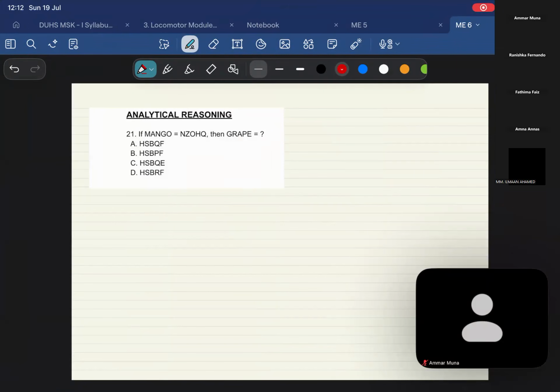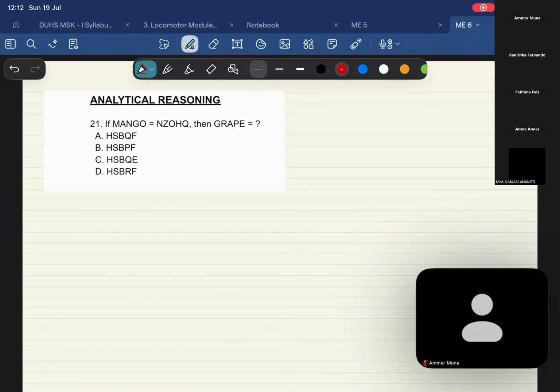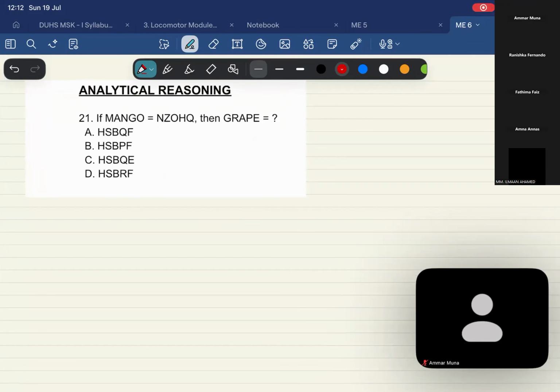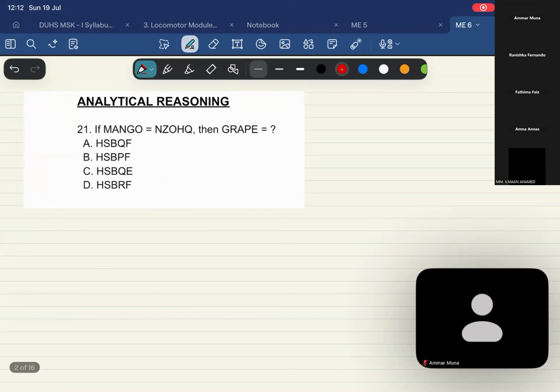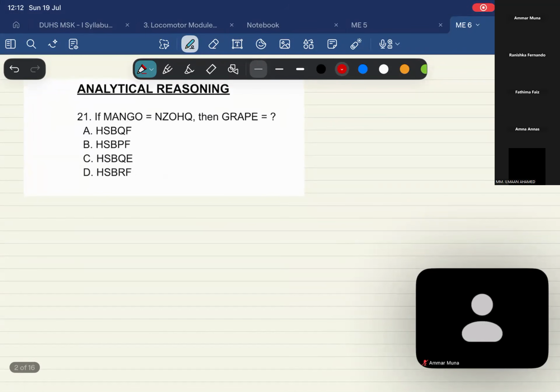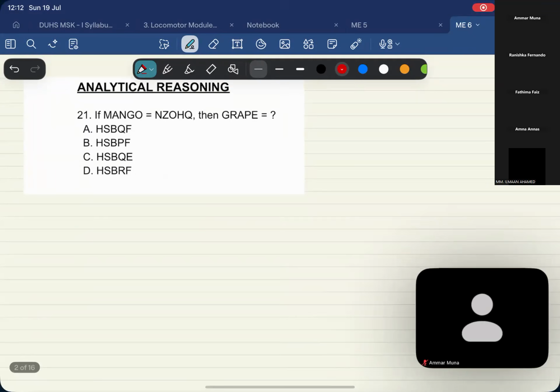So this is a simple small pattern. First of all, you have to try to figure out what they are trying to ask. We have the word mango, and they have equated it to random letters, which are N, Z, O, H, and Q. Actually, this question is wrong, but we can still try to figure out a pattern. So let's see. Mango equals N, Z, O, H, and Q.